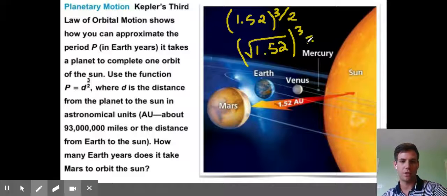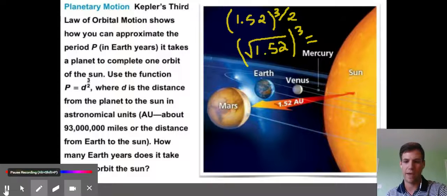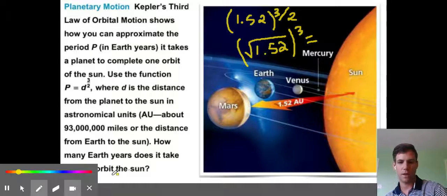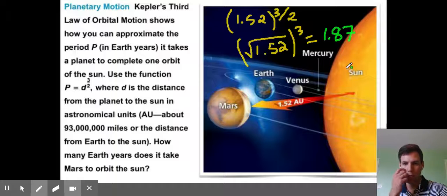So you'd have to use a calculator for this because of the decimal involved. So grab a calculator and put that in to see what you get. The answer that you should have arrived at would end up being 1.87. And remember, what we're finding here is the period in Earth years. So 1.87 Earth years will be the same thing as Mars, 1 year.